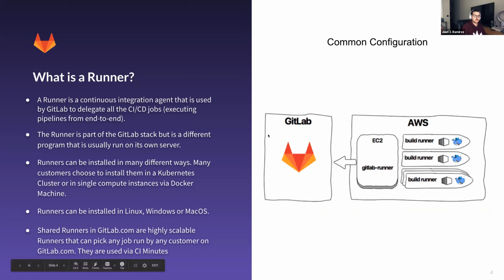Here's a common configuration. So you have a GitLab somewhere, right? And then what most customers do is that they have an AWS EC2 instance somewhere, and then they go and install the runner there. Sometimes they set it up in an auto scale way, right? So if the runner starts getting a lot of demand, then the instance auto scales basically to meet the demands of the runner.